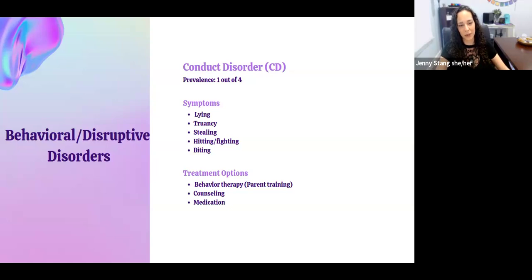Here's some more symptoms I want to read off the slide for you. So we've got lying, truancy, skipping school, stealing. Maybe they're always getting in fights, hitting people, biting people even. So again, it's important for you to understand as their guardian, their parent, their caregiver, that children who show symptoms of ADHD and ODD or CD should be assessed for both types of problem behaviors, okay?